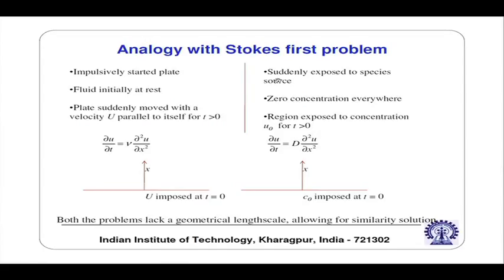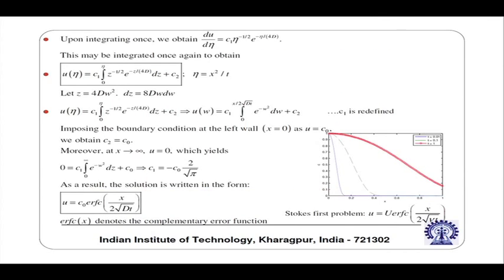And this particular problem of diffusion is that it is suddenly exposed to a species source, 0 concentration everywhere, the region exposed to concentration u0 for t greater than 0. So, very same equation, just nu and d are different coefficients, but same equation with same boundary condition. So, the solution for this is exactly the same as the solution for the Stokes first problem.